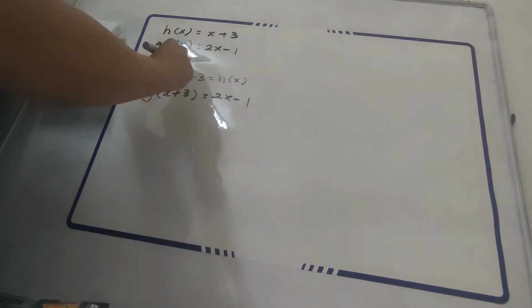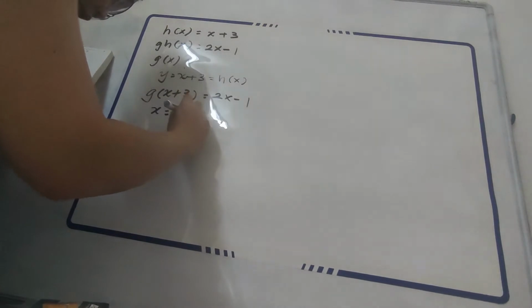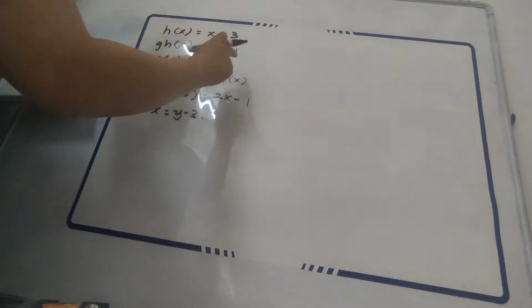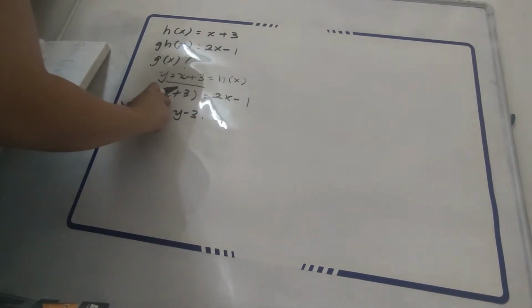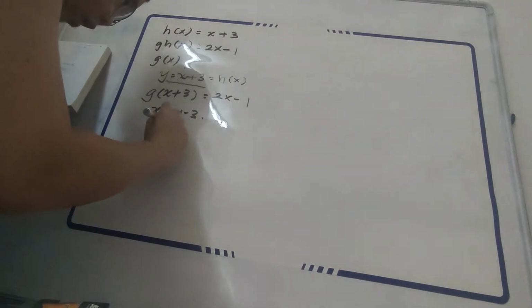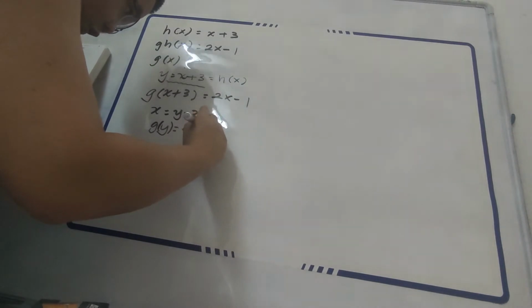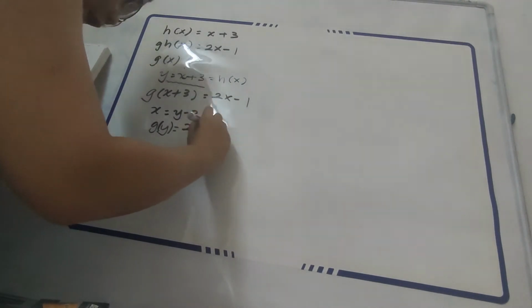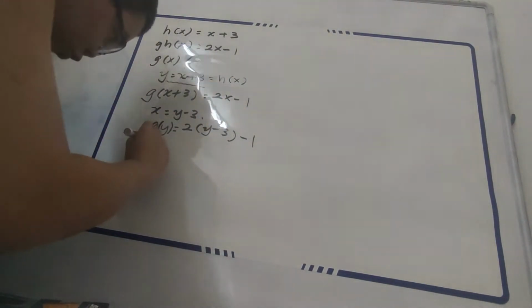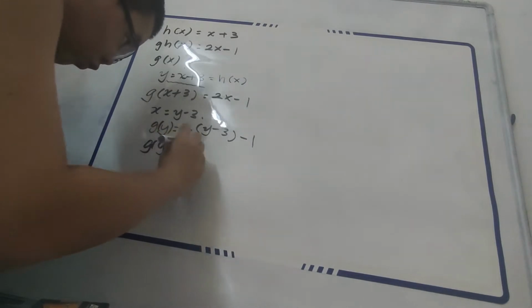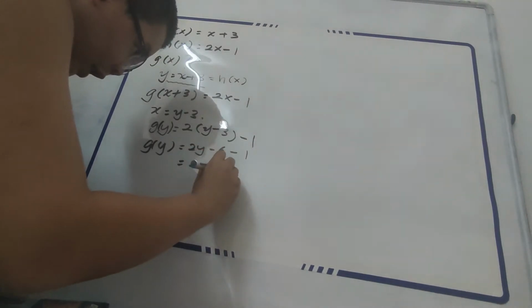And the x equals to y minus 3, so you substitute the x from here. The x is equal to y minus 3. You substitute the x inside here, x plus 3, so g(y) equals to 2(y minus 3) minus 1. So g(y) equals to 2y minus 6 minus 1 equals to 2y minus 7.